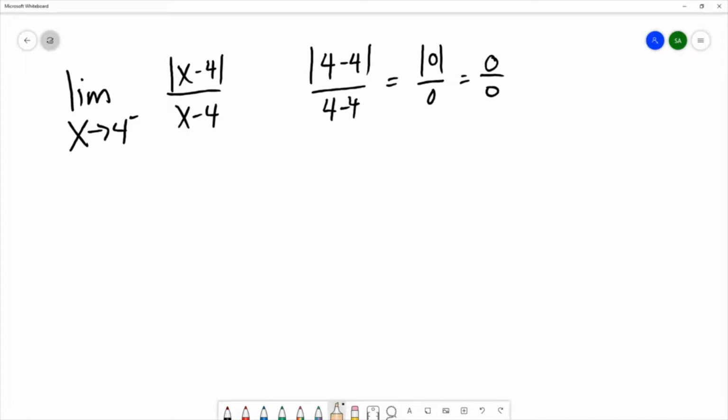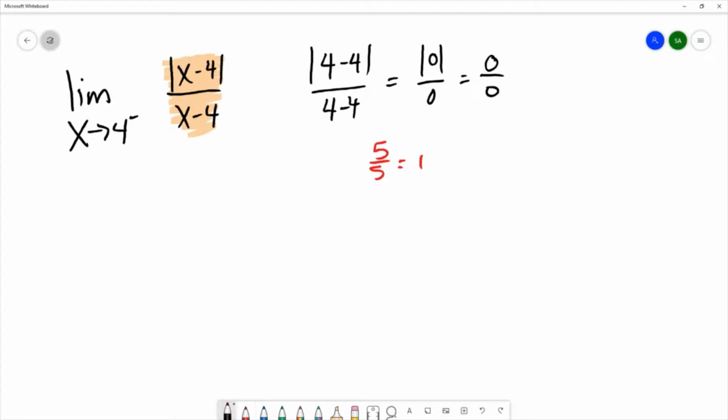But I recognize this expression here as 1 because it has the numerator and denominator being the same factor. That usually simplifies to being 1. Like if we had 5 over 5, that reduces to 1. But the absolute value kind of throws a little bit of a curveball in there, in that this expression sometimes will equal a positive 1 and sometimes it will equal a negative 1.